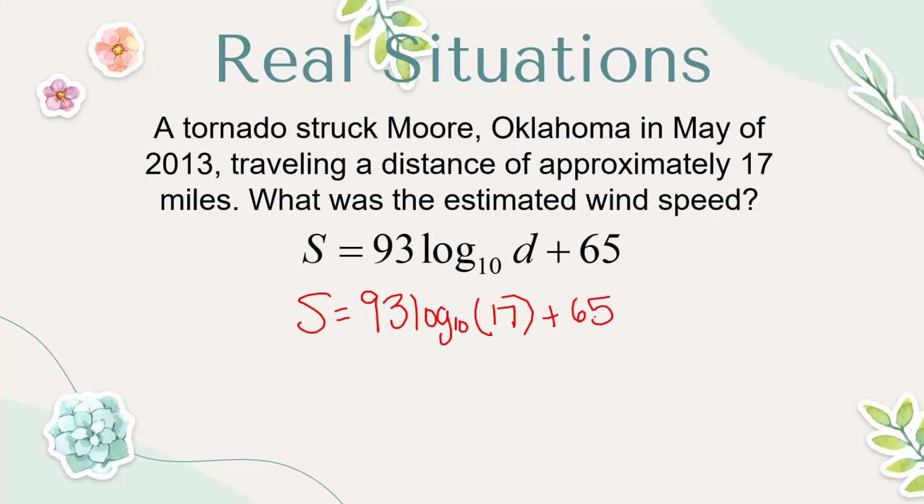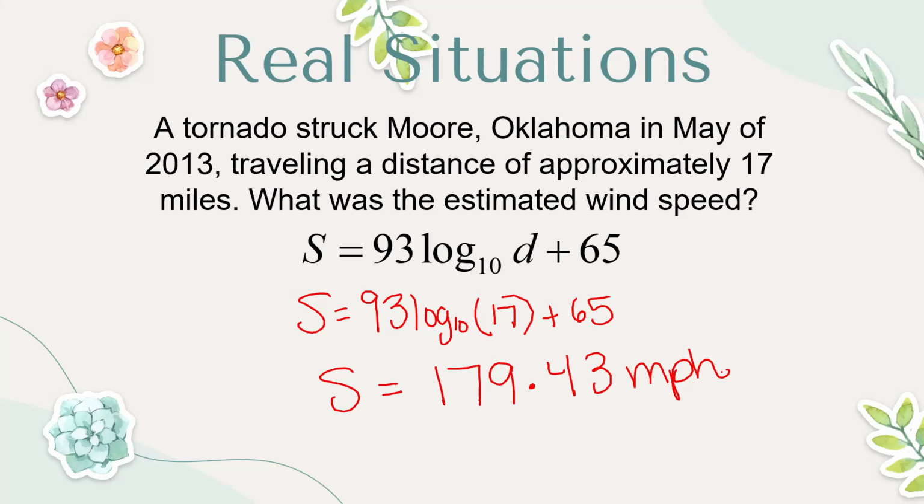And using my calculator, I'm going to do my quick math here. 93 times log, and since that's a common log, I can just use my log button on my calculator. So my wind speed at the center of the tornado was 179.43 miles per hour. Super fast, and I think it was an F4 or F5 tornado that they decided it was.